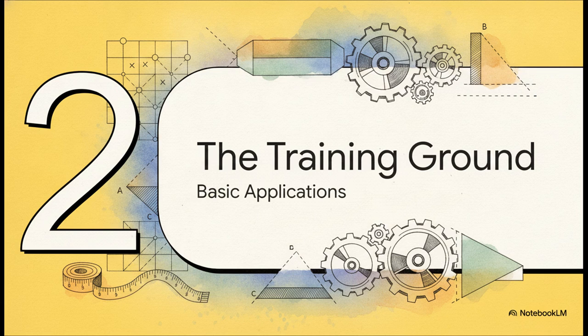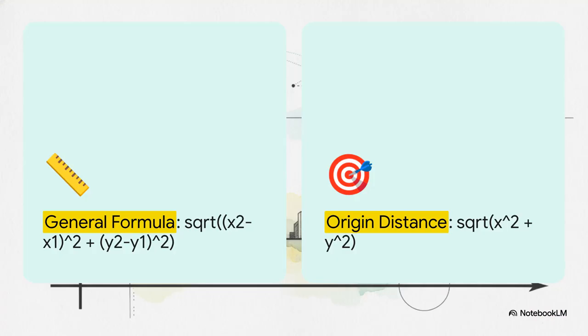Section 2. The training ground, basic applications. Okay, so now that we actually have our formula, let's test it out. And you'll notice how it beautifully simplifies if one of your points happens to be the origin, 0, 0. Because subtracting 0 changes absolutely nothing, right? So the formula for the distance from the origin just collapses down to the square root of x squared plus y squared. It's such a fantastic shortcut when you're measuring directly from the center of your map.